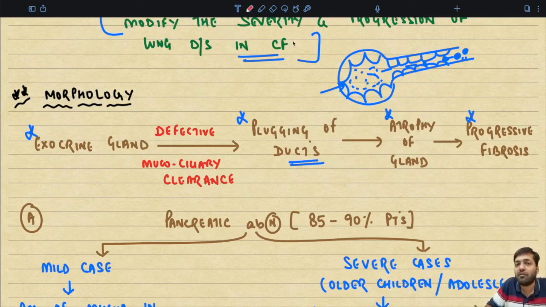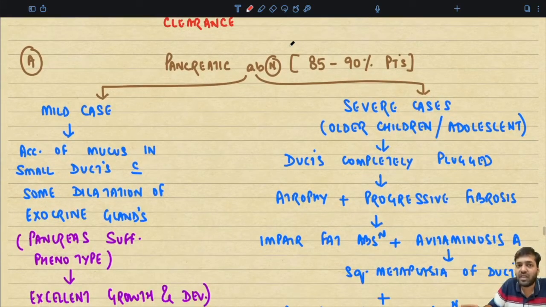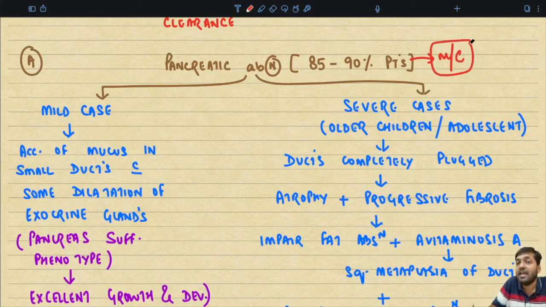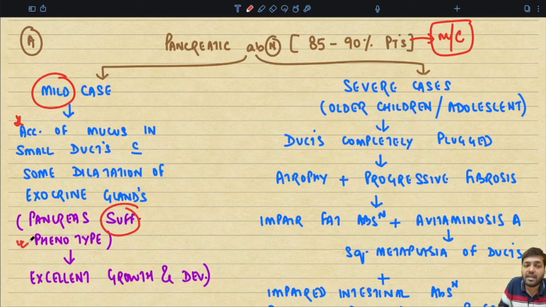So what are the exocrine glands that we are going to see? For example, there is the pancreas, then there is your liver also. There are different kinds of tracts, and even in the intestine this problem is there. The pancreatic abnormality, remember, is one of the most common abnormalities in cystic fibrosis, seen in 85 to 90% of the patients. In mild cases, they will show accumulation of mucus in small ducts and some dilatation of the exocrine glands. We call this the pancreas sufficient phenotype, and they show excellent growth and development.